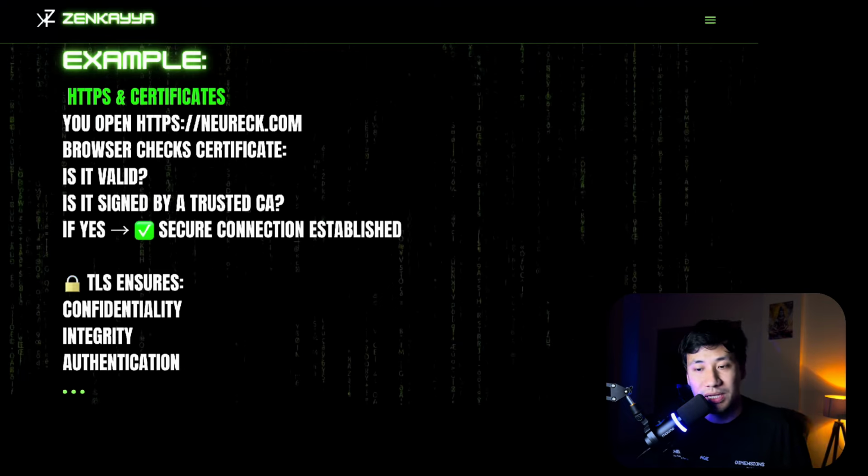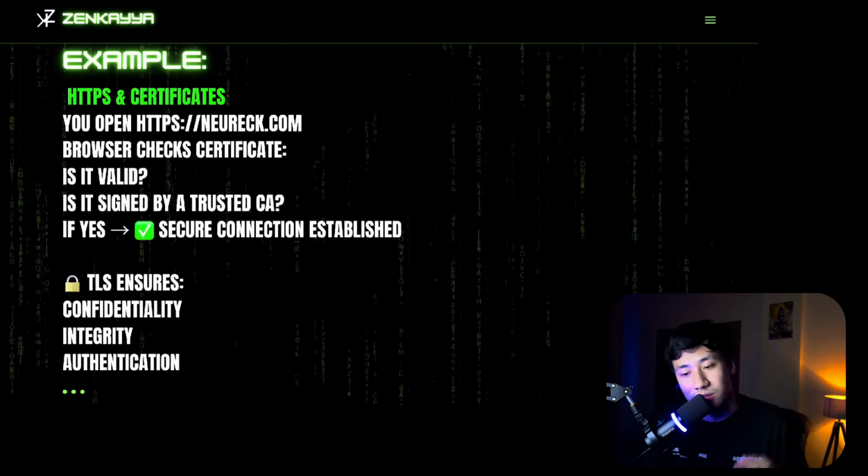So let's see an example of HTTPS and certificates. You open a website called, let's say, newdeck.com. The browser checks the certificate. Is it valid, and is it signed by a trusted CA, that is a certificate authority? If yes, a secure connection will be established.